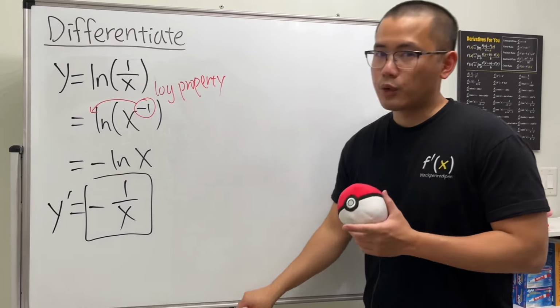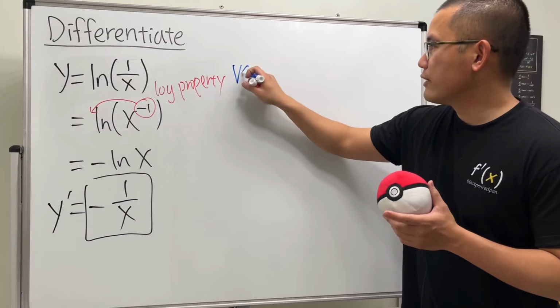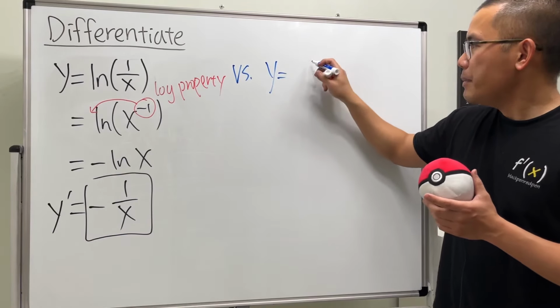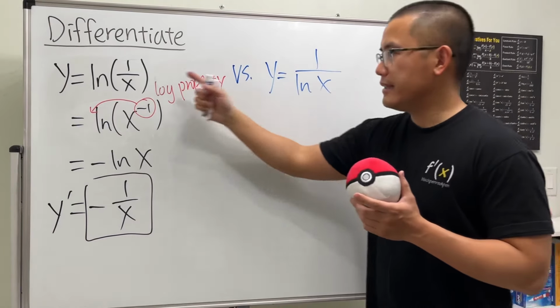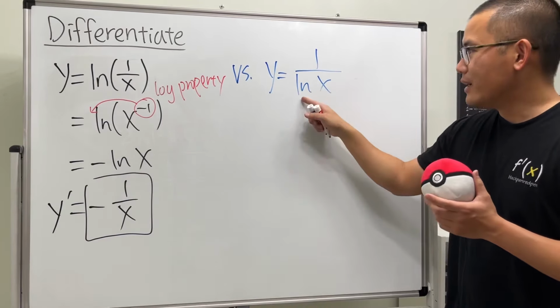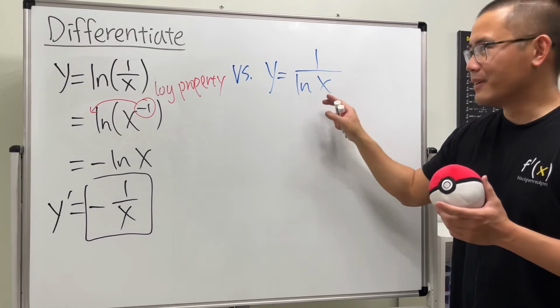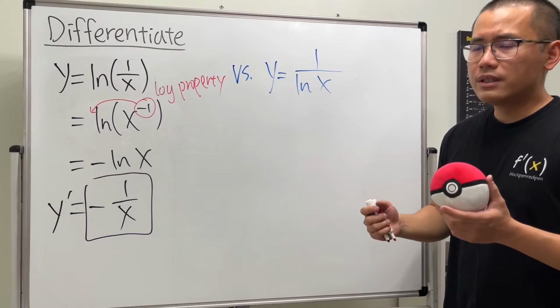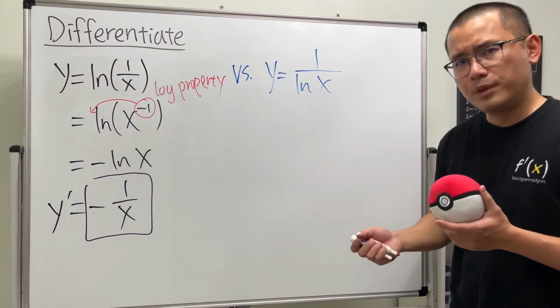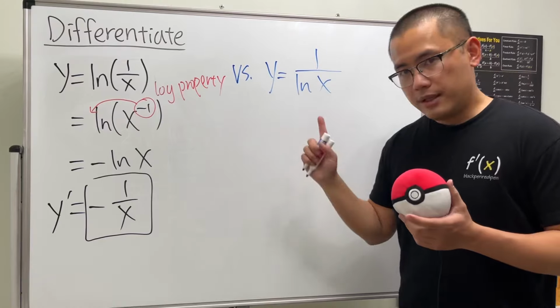However, if the question is written this way, you just have to be really careful. If we happen to have 1 over ln x like this, that is very different. Here, the ln is on the bottom, alright? So, right here we have two ways to do it. The first way is we can use the quotient rule, but that is a little bit longer. The other way is better.